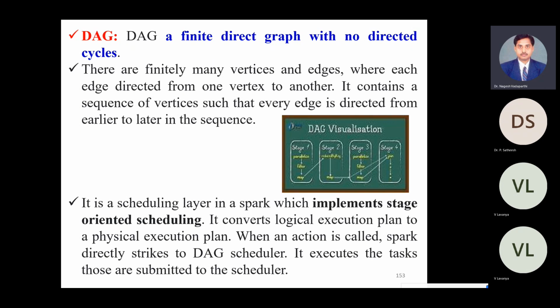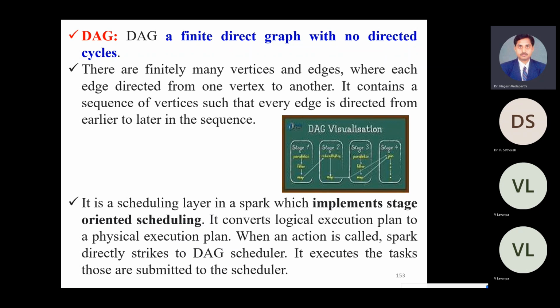Edges are nothing but connections from one vertex to another vertex, one node to another node, one system to another system, one server to another server. Those are called edges or arcs, where each edge is directed from one vertex to another vertex. Vertex here means node. A node is a computer, a system, a server. It contains a sequence of vertices such that every edge is directed from earlier to later in the sequence.